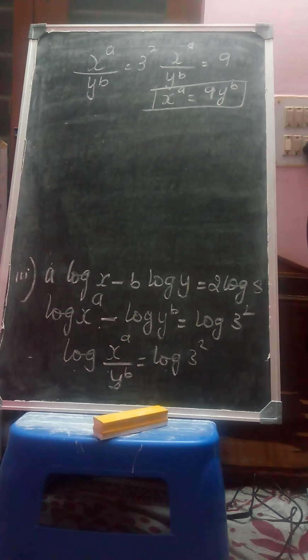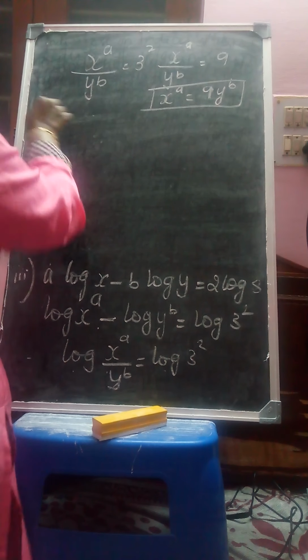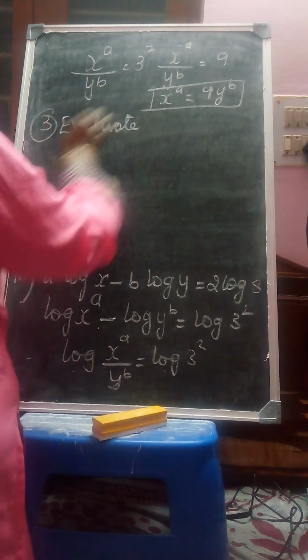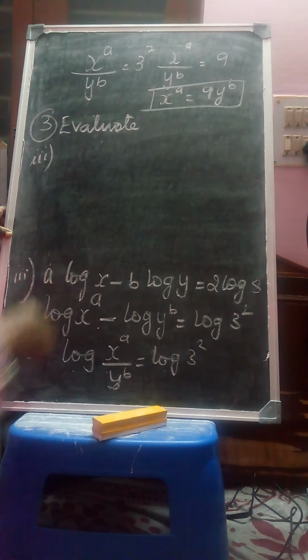I will do the second and the third sum. No, I think you can do the first and the second. I will go to the third sum. Keep trying children, because if I start doing everything, you people will not try anything. Okay, you do it on your own, then we will check it. Teachers will check it. Okay. Third main, evaluate. Third one I am doing.